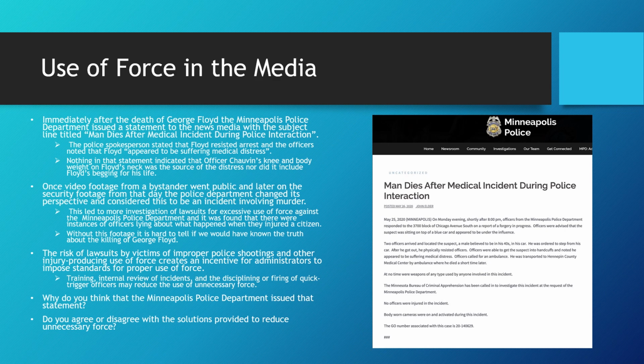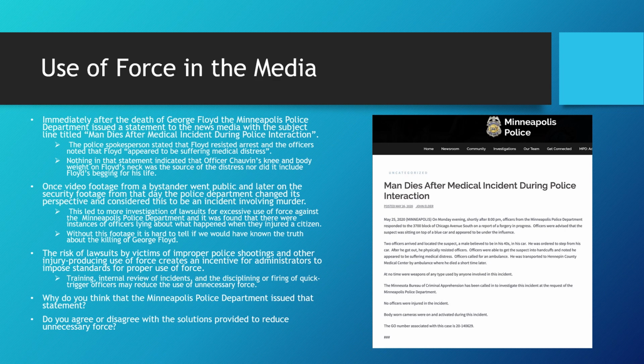The risk of lawsuits by victims of improper police shootings and other injury-producing use of force creates an incentive for administrators to impose standards for proper use of force. Training, internal review of incidents, and the disciplining or firing of quick trigger officers may reduce the use of unnecessary force. However, as long as officers carry weapons, some improper use of force, including shootings, will occur because officers are humans as well, and sadly, things happen when police are on the job.